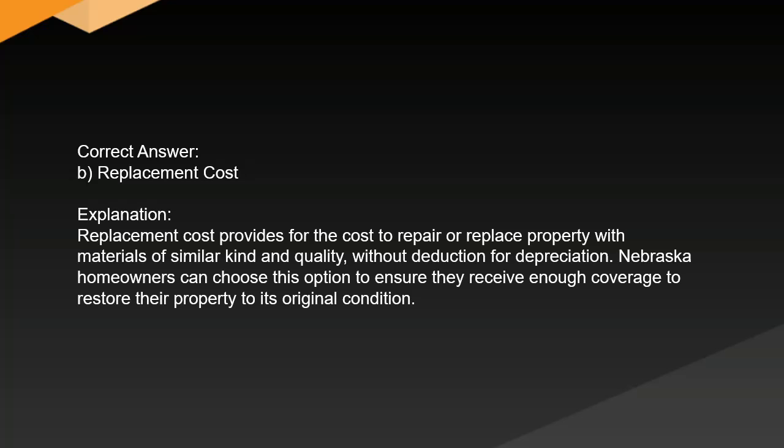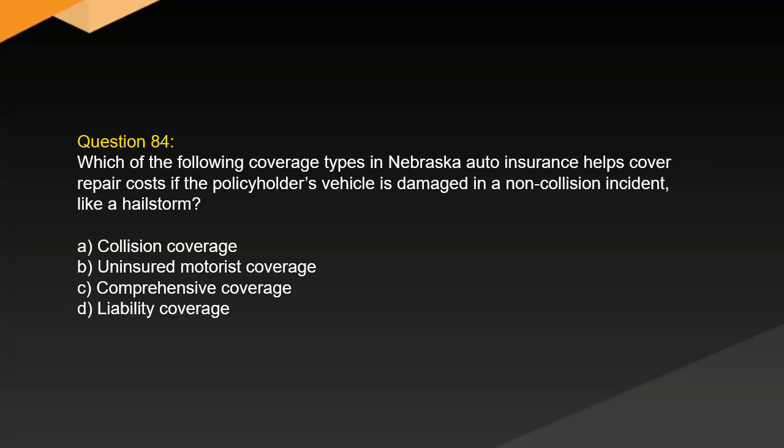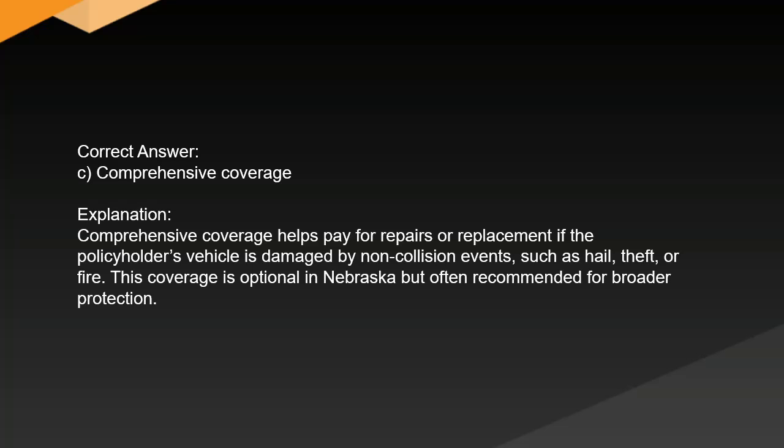Question 84. Which of the following coverage types in Nebraska auto insurance helps cover repair costs if the policyholder's vehicle is damaged in a non-collision incident like a hailstorm? A. Collision coverage. B. Uninsured motorist coverage. C. Comprehensive coverage. D. Liability coverage. Correct answer: C. Comprehensive coverage. Explanation: Comprehensive coverage helps pay for repairs or replacement if the policyholder's vehicle is damaged by non-collision events such as hail, theft, or fire. This coverage is optional in Nebraska but often recommended for broader protection.